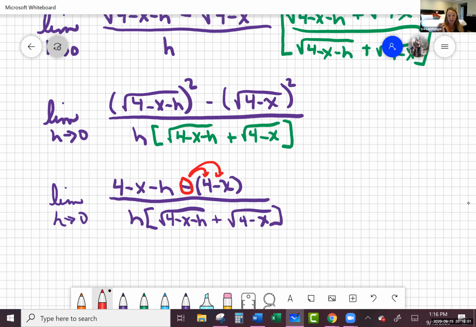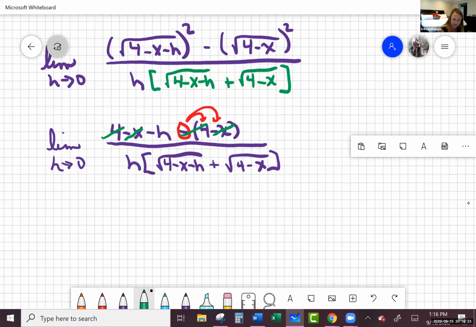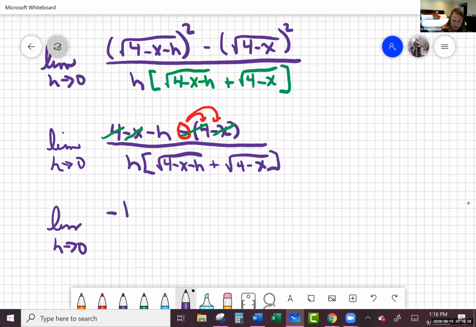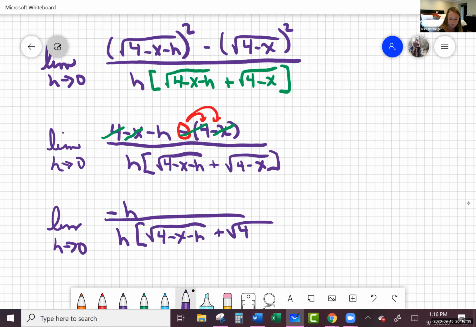So I see right away when I distribute that negative, that 4, now it's a minus 4, those things are going to cancel. And I see this is a negative x, and when I distribute the negative to the negative x here, that's a positive x, so that's going to cancel. So we just technically have the limit as h goes to 0, and I notice my h is going to cancel too. I have a negative h on top, all over the h on the bottom, times that square root of 4 minus x minus h, plus the square root of 4 minus x.